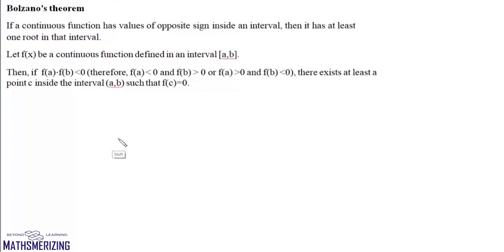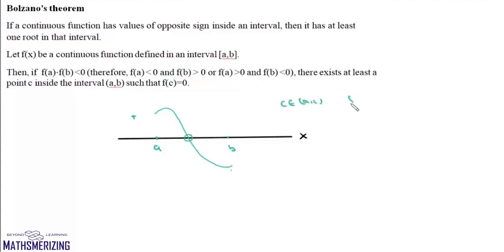So suppose this is our x-axis and we have 2 points A and B such that the values of the function at A and B are of opposite sign. Now case 1, when f(a) is positive and f(b) is negative. Since the function is continuous, when it goes from A to B, it will take all the values between f(a) and f(b). So there will be at least one point in this interval AB, say C, such that f(c) is equal to 0.